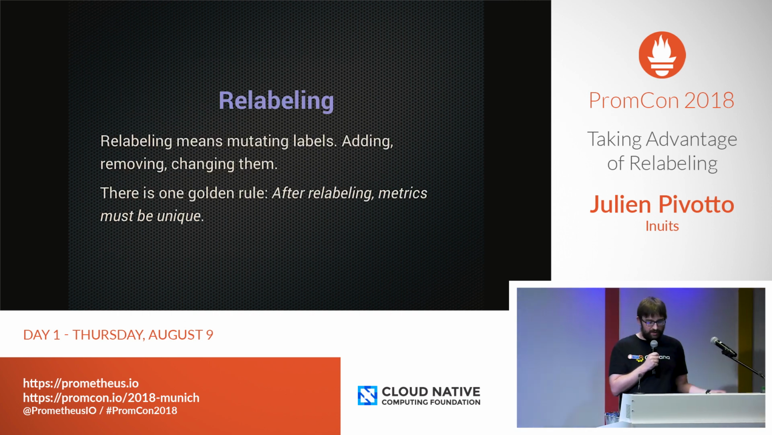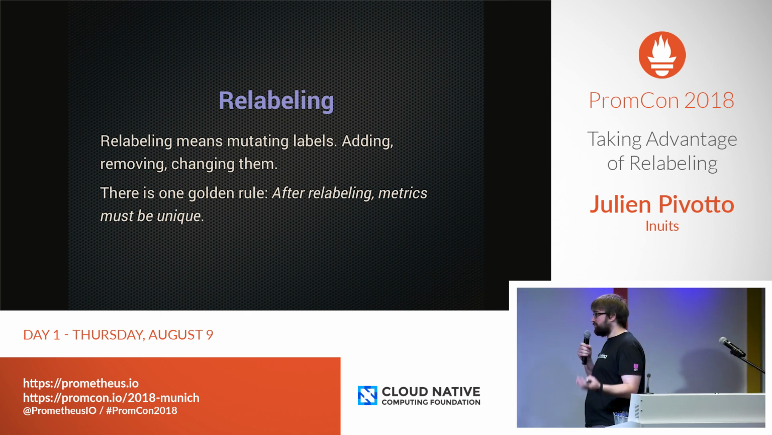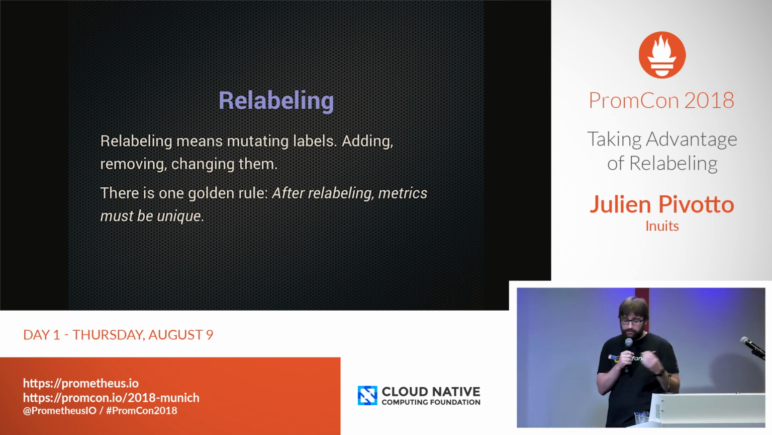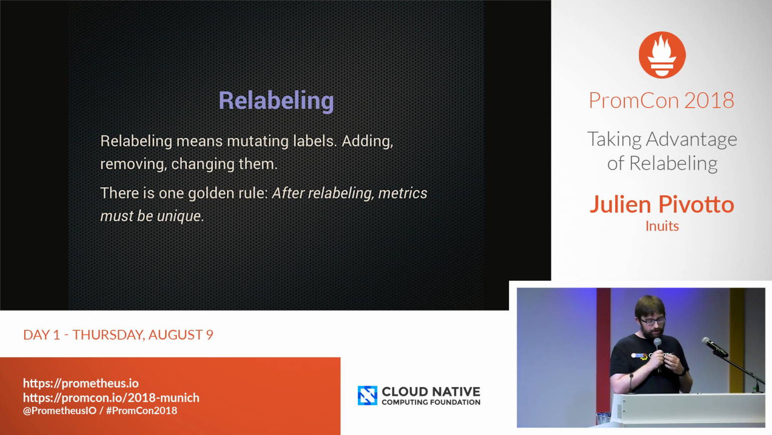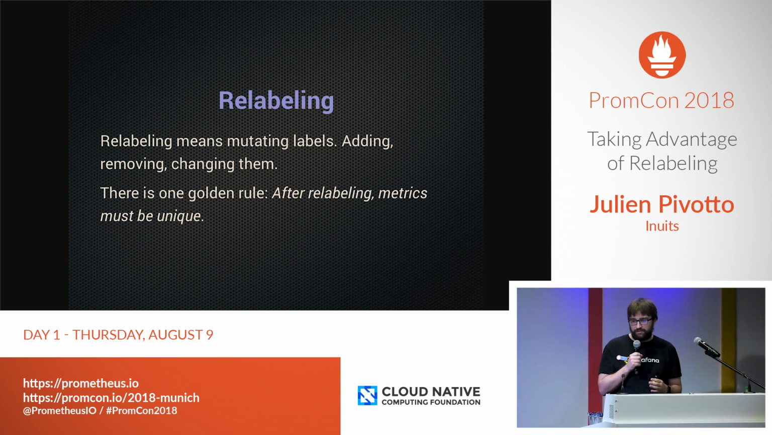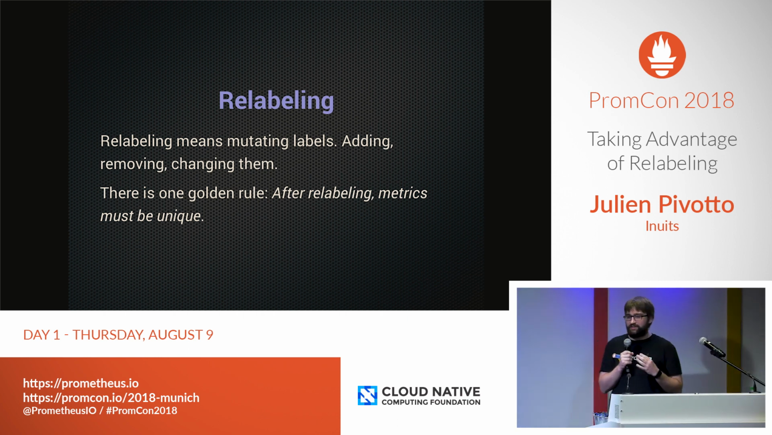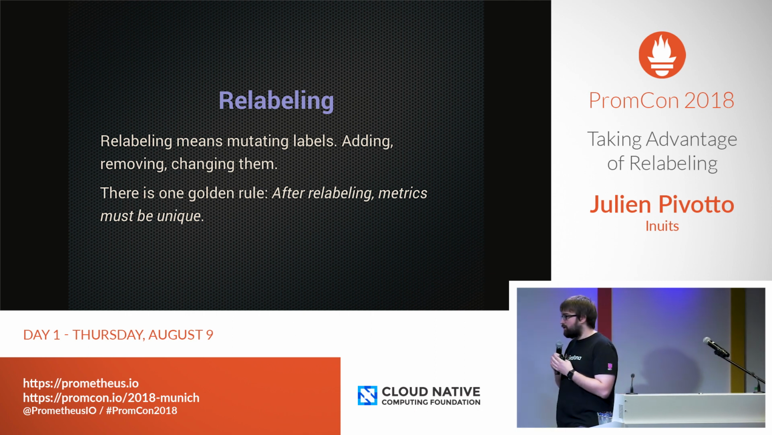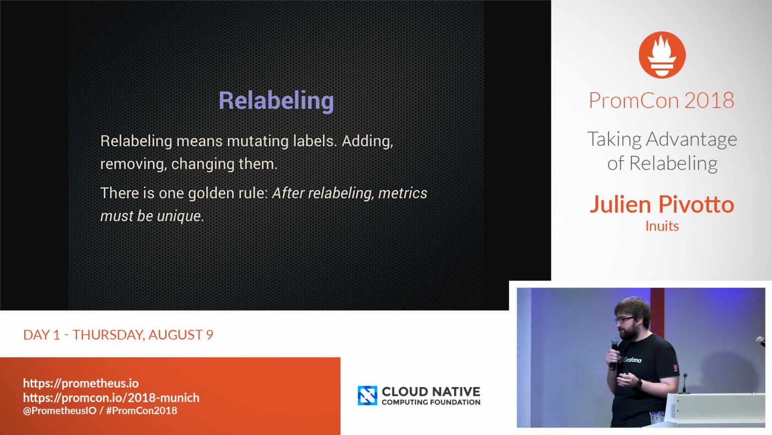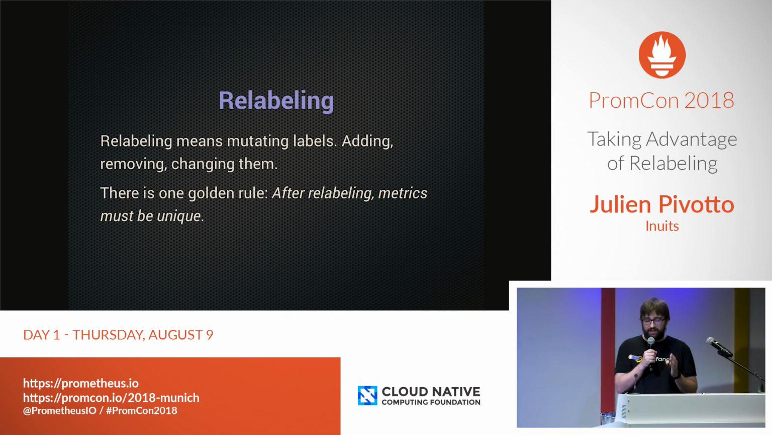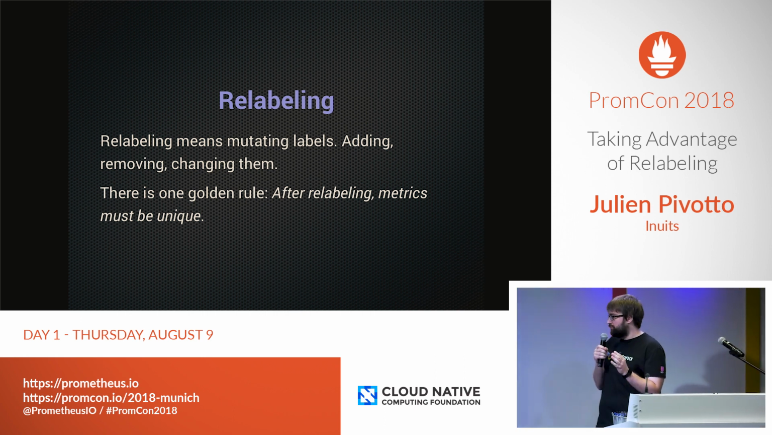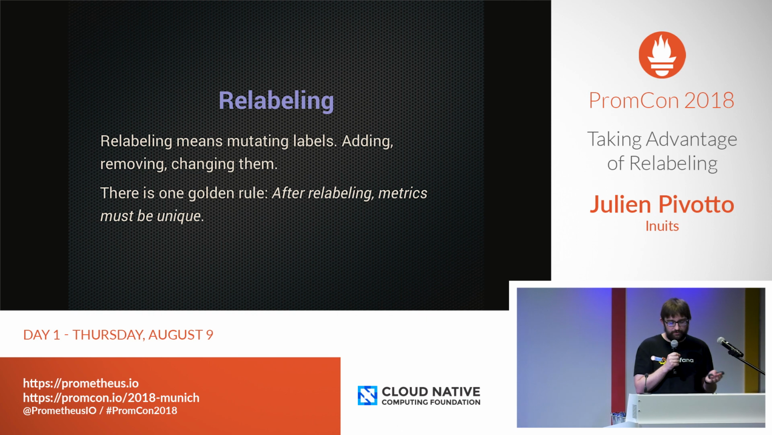So what does relabeling mean? It means you change the labels, you add labels, you remove them, whatever you want. The only rule is that you should not have duplicated metrics at the end. If you remove a label from a metric, you must be sure that at the end you still have the same number of metrics, that you don't have a metric with the same set of labels twice.